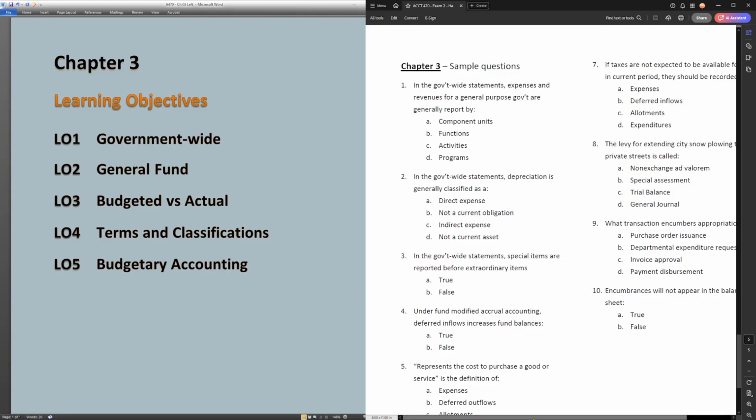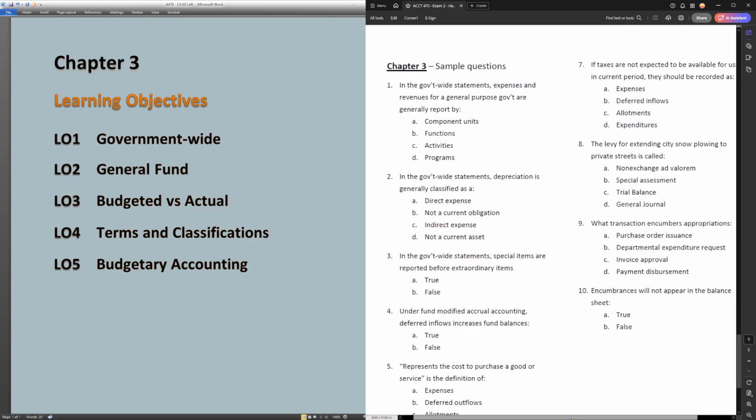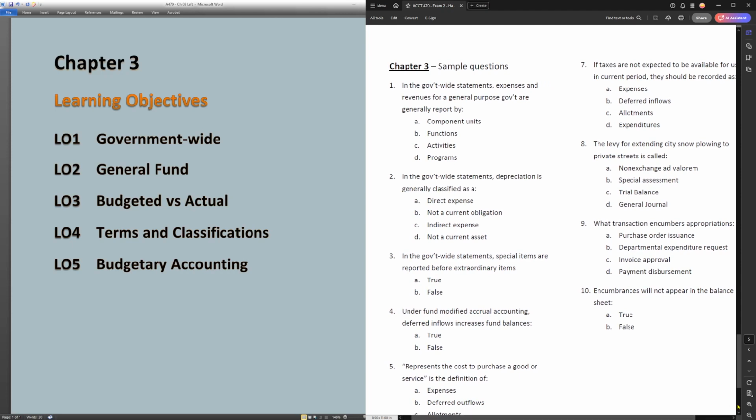In the government-wide statement, I'll just read through them quickly. Expenses and revenues for general purpose government are generally reported by, the answer here is going to be by function, unless they have some other thing that they're doing. That's typically how they report.